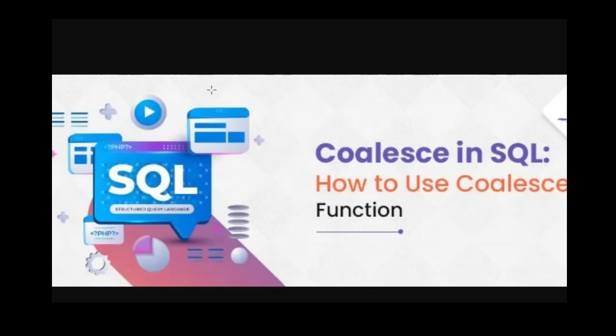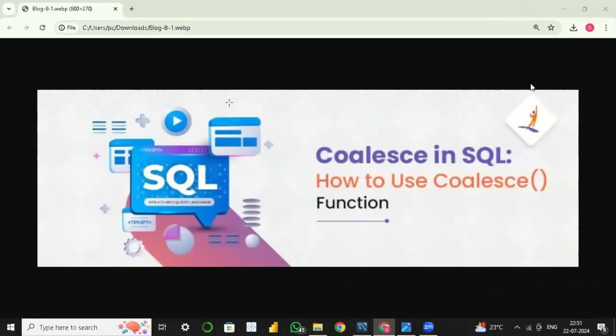COALESCE takes a list of arguments and returns the first non-null value. It's like having a backup plan for your backup plan. If the first value is null, it checks the next one, and so on, until it finds a non-null value. If all the values are null, it returns null. Simple, right? So let's use COALESCE in action. Let's move to the SQL.